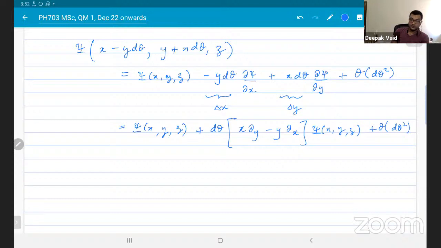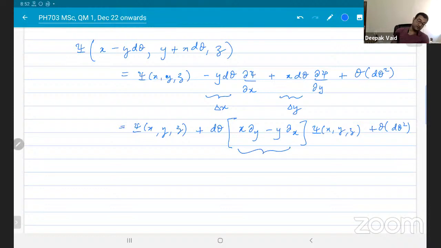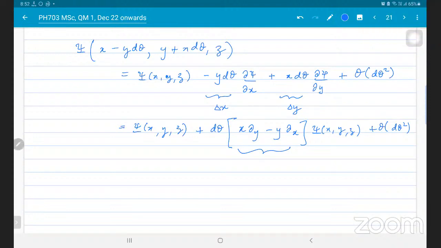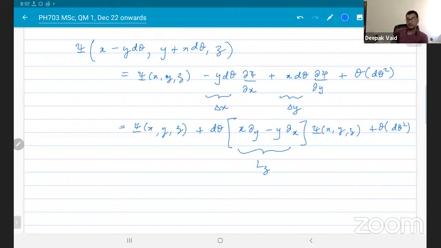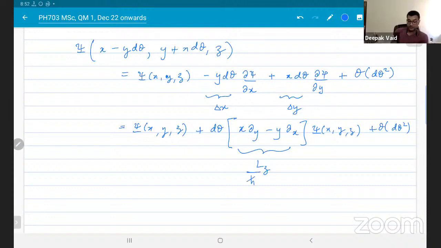Do you see this or not? Yes, sir. Okay? What is this expression? X dy minus y dx. You recognize this expression? It is equal to Lz, right? It's equal to Lz divided by h bar times minus i.